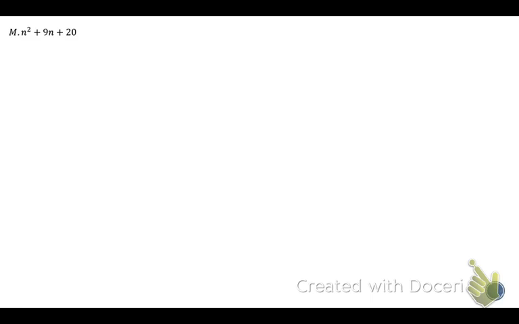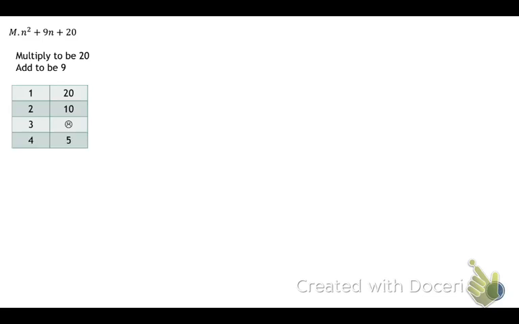So n squared plus 9n plus 20. Must multiply to be 20, add to be 9. So let's write down the factors of 20. 1 and 20, 2 and 10, 3 doesn't go into 20, so that's sad. We're going to put a sad face. And then 4 and 5. And we got to the next number, so we're done.